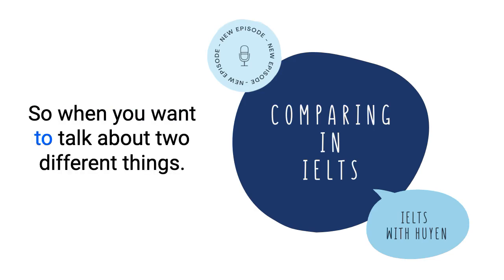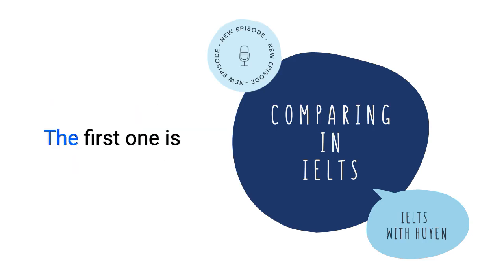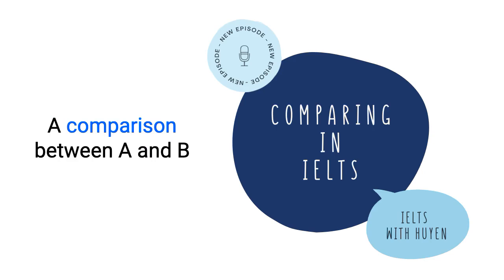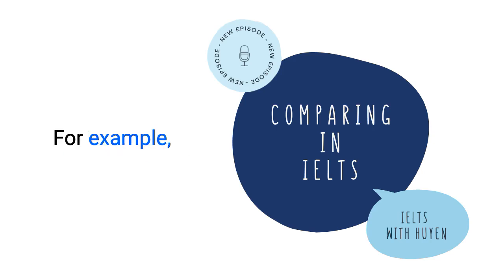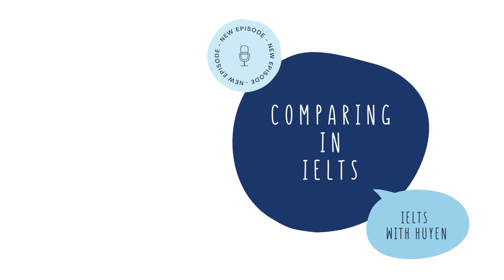So, when you want to talk about two different things, there are a few expressions you can use. The first one is a comparison between A and B. For example, a comparison between traveling by train and traveling by plane would make a long list.